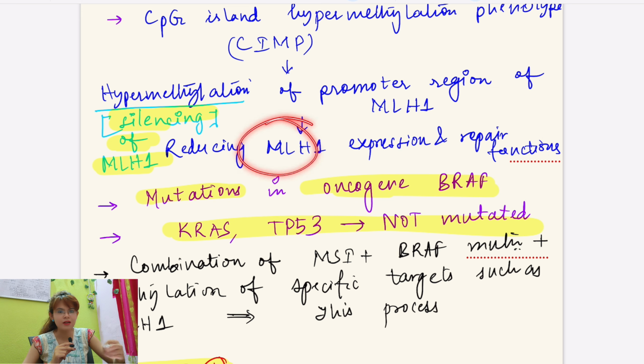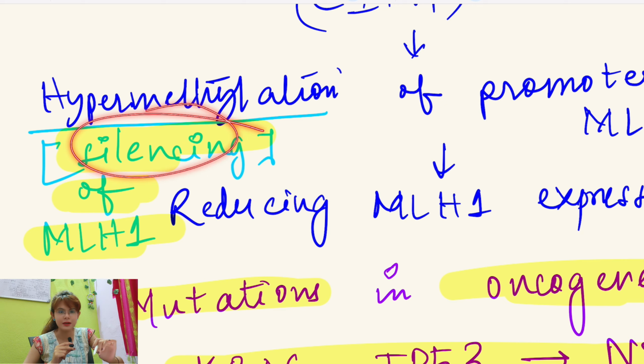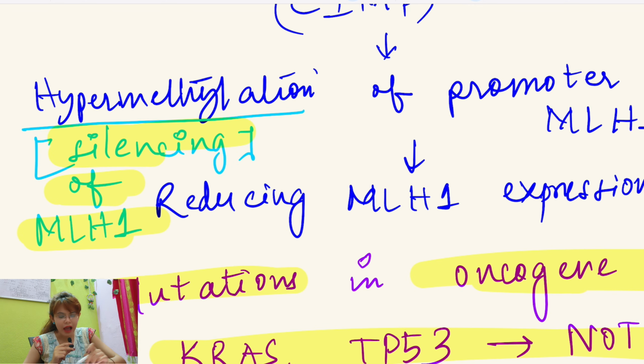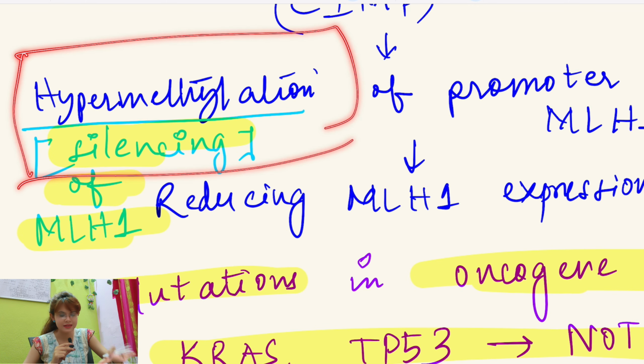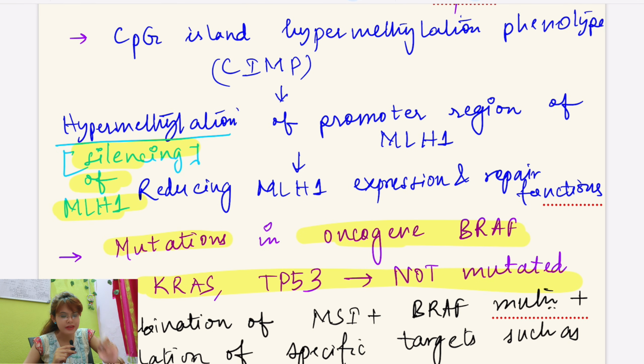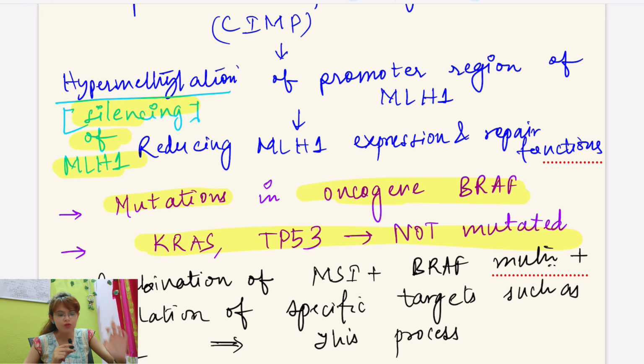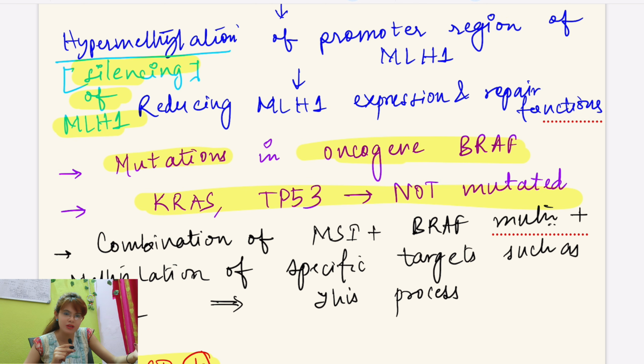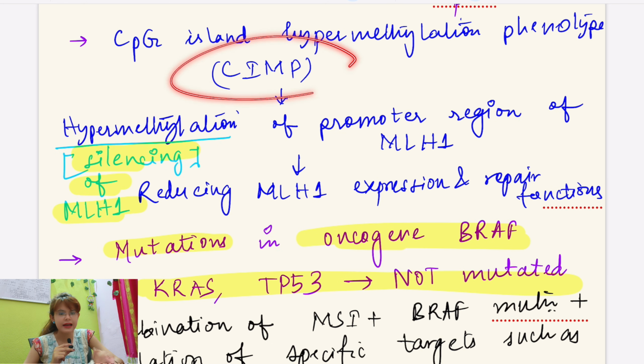So MLH1 basically had repair functions, but now when there is hypermethylation, what is the exact meaning of the word hypermethylation? It means silencing. So hypermethylation means silencing. So when there is hypermethylation or silencing of this MLH1 gene, now its expression will be reduced, and therefore the repair functions will no more be there, and therefore there will be an increased proliferation of cells and carcinoma. So this is basically the CIMP phenotype.